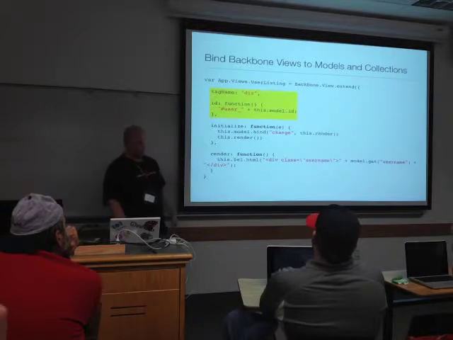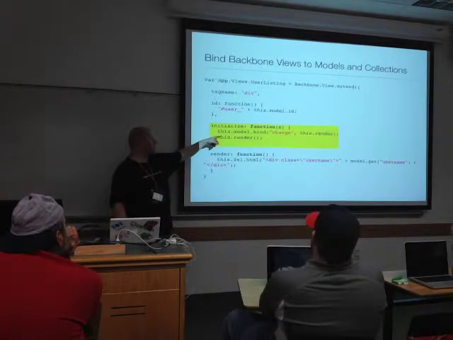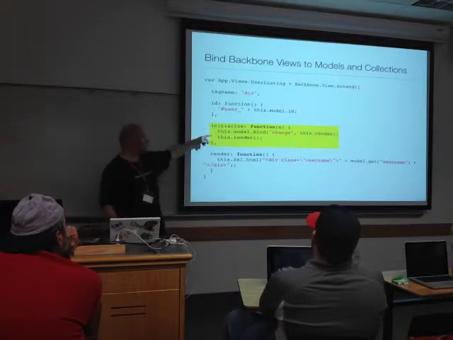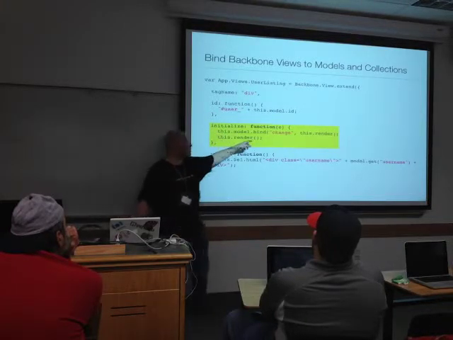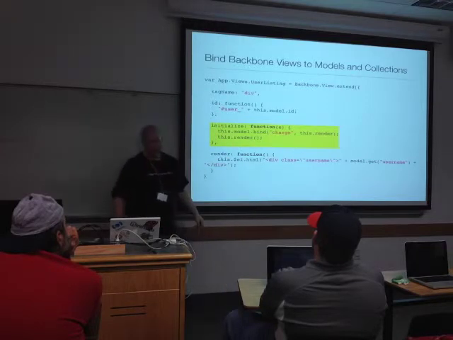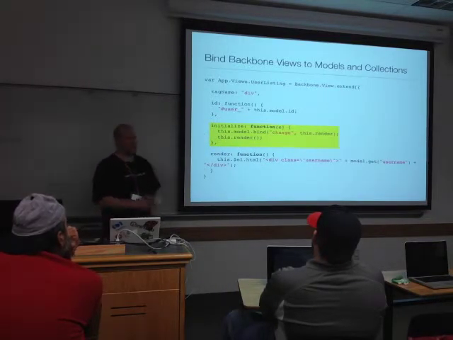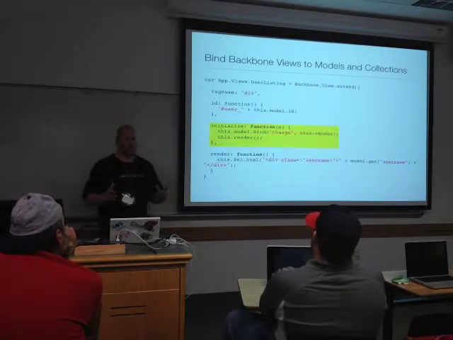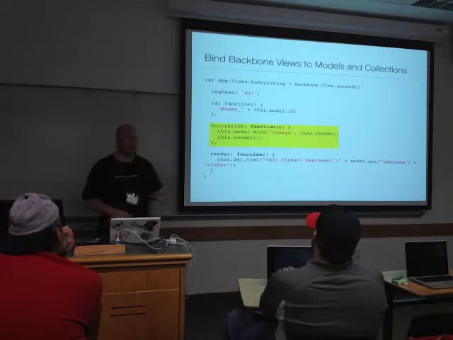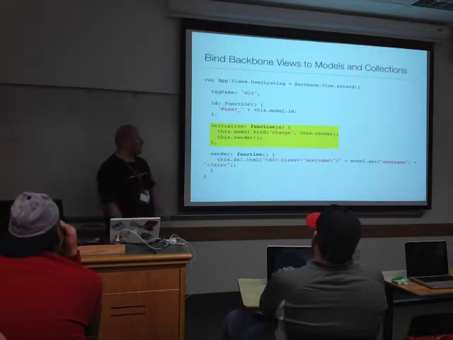And so then the next thing that we do is when we initialize, we say, look, this dot model. So when you do an initialize, you can pass in a whole bunch of that. E shouldn't be there, by the way. That's my bad. But you can initialize it. You can pass in a whole bunch of options. There are literally like 10 options you can pass. And so you can pass it a collection. You can pass it a model. You can pass it the element. You can tell it the ID, the tag name, all that stuff.